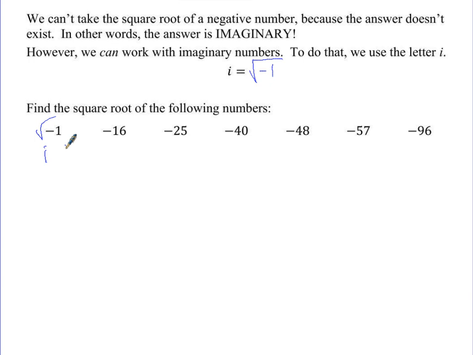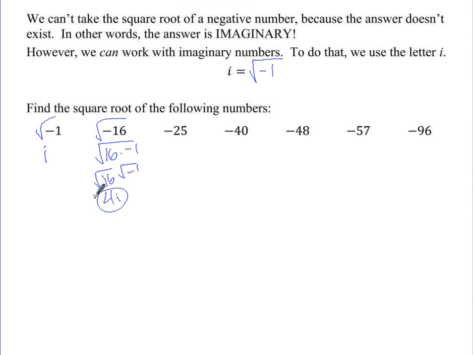For the square root of negative 16 now, I'm going to rewrite this as the square root of 16 times negative 1. 16 times negative 1 is negative 16. And now I can split that into the square root of 16 times the square root of negative 1. The square root of 16 is 4, and the square root of negative 1 is i. So 4i is the answer.